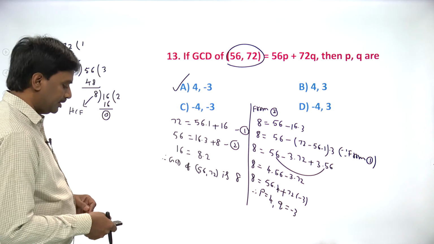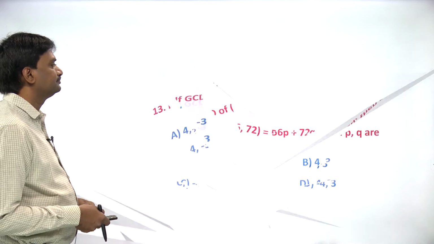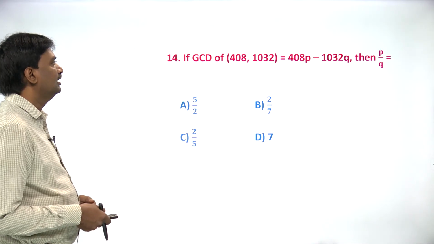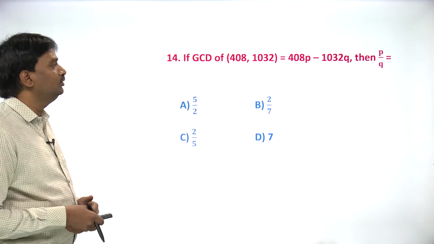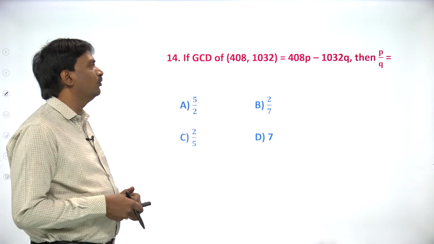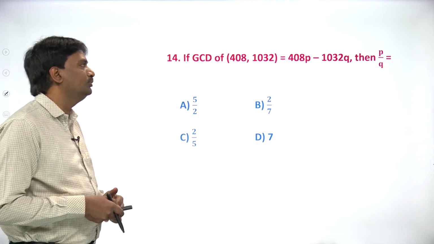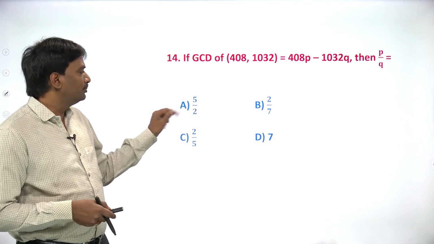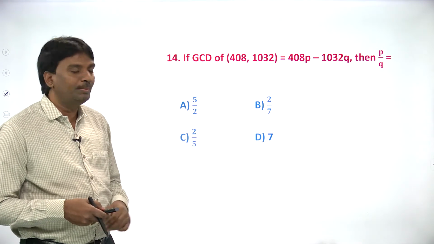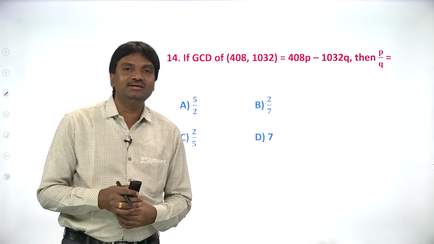Next, let us go to the next problem. Here, if the GCD of 408 comma 1032 is given as 408P minus 1032 into Q, then P by Q equals to, options are A 5 by 2, B 2 by 7, C 2 by 5 and D is 7.